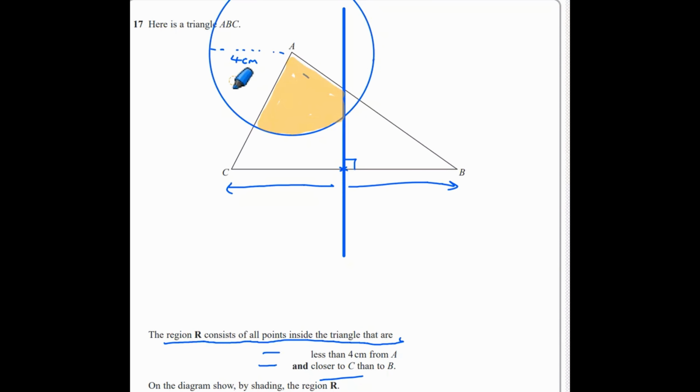So just to summarize again, we need all the points that are within 4 centimeters. So we've drawn a line that is 4 centimeters away from A. That gives us this area. We then want all the parts that are closer to C than B. So we draw a perpendicular bisector and look at the area that is closer to C. And this area in the center satisfies both of those. So that area is our answer.